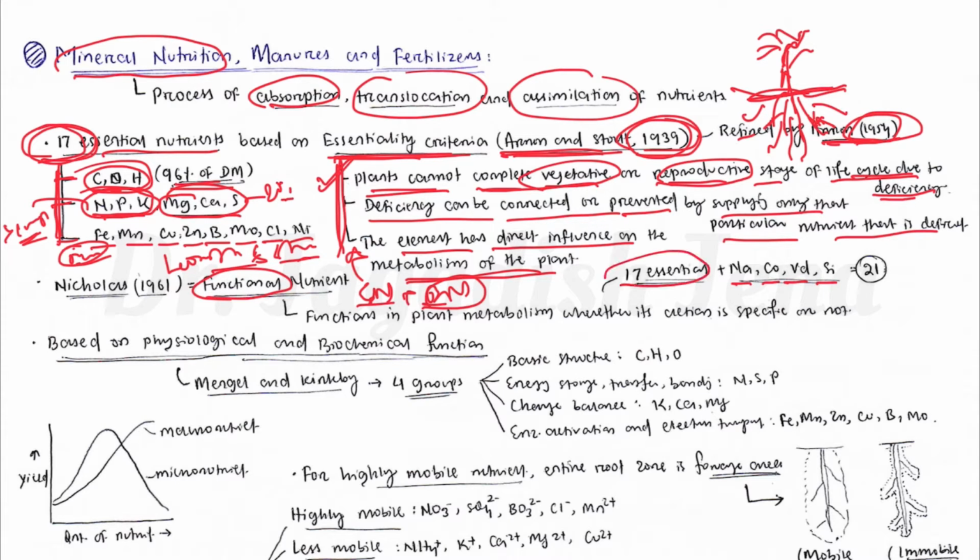Including 17 essential nutrients, these 21 are called functional nutrient. Functional nutrient, remember 21, which consist of 17 essential nutrients and sodium, cobalt, vanadium, silicon. These are beneficial nutrients. Now, functional nutrient in plant metabolism, whether its action is specific or not. So basically this is not the definition of functional nutrient, this is the definition of beneficial nutrient, right?